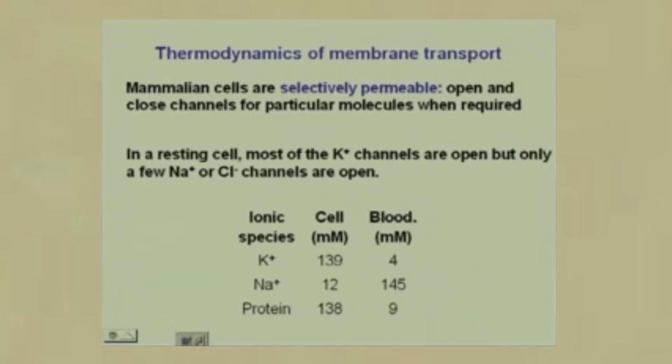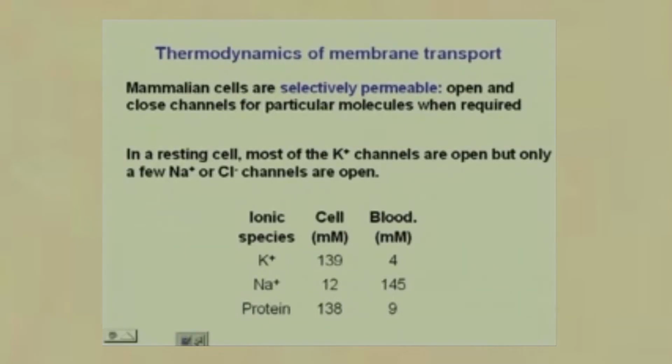Okay. Now, in a resting cell, most of the potassium channels are open. Why? Because it can have a large amount of potassium in the cell, not outside. So, what do we have to have here? We have to have an ion gated channel. In this case, for the resting cell, most of the potassium channels are open so that the potassium ions can come through, but only a few of the sodium channels are open because we do not want too much sodium in the cell.